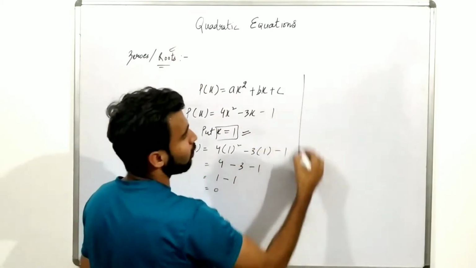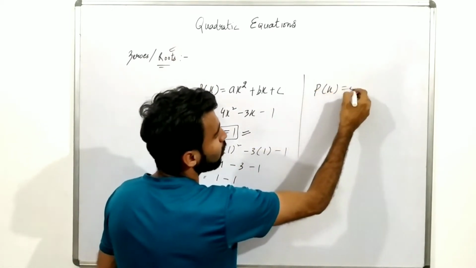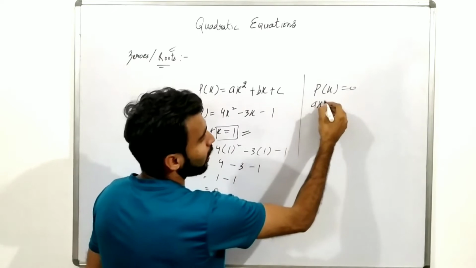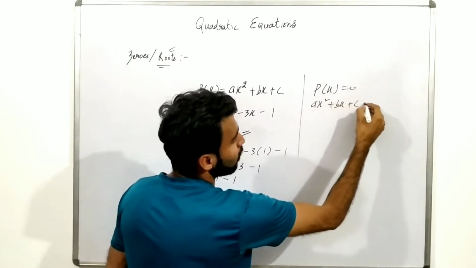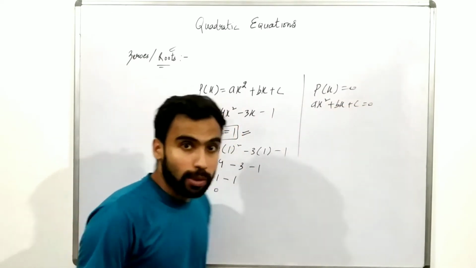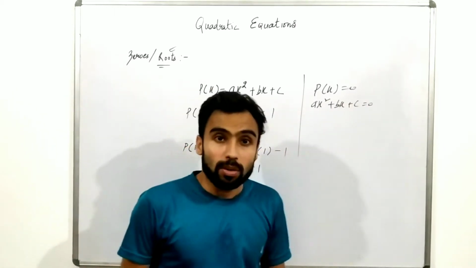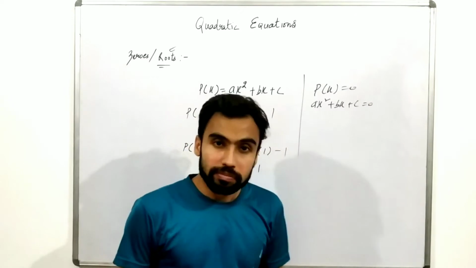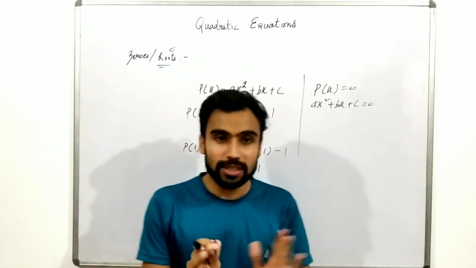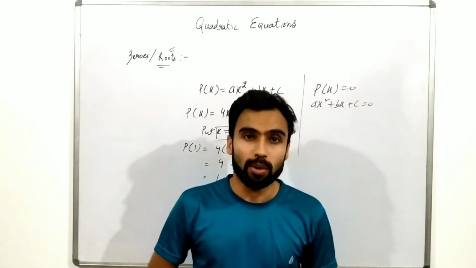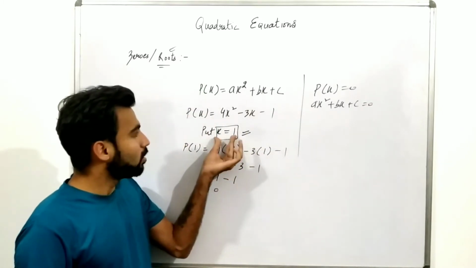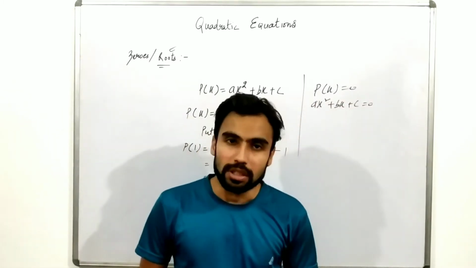So if I say p(x) equal to 0 is the equation, or you can say ax square plus bx plus c equal to 0 is the equation, a quadratic equation, then this value x equal to 1 is called the 0 or root of this equation. So they are similar. There's not a single bit of difference in the word 0 or root. They are similarly roots for the equation here. That's all.